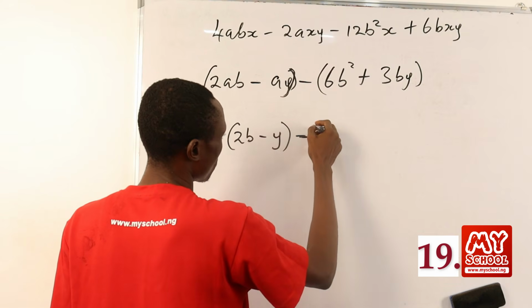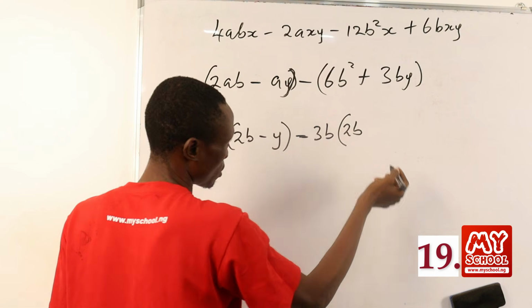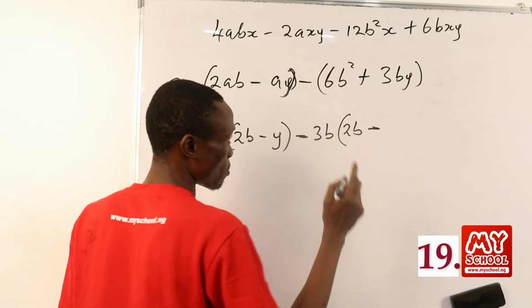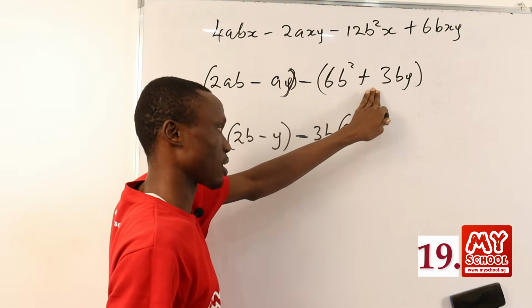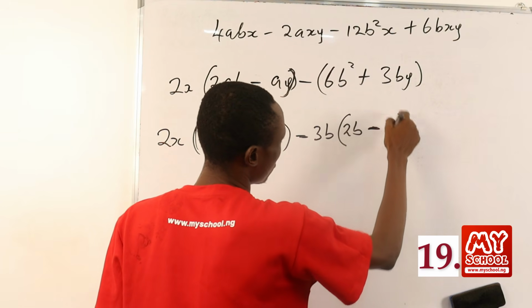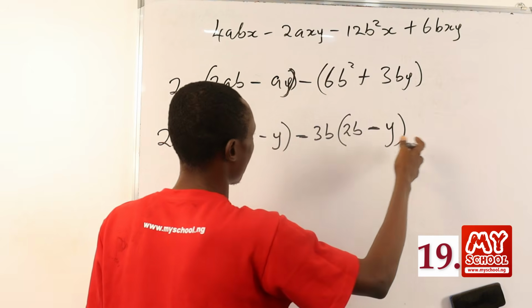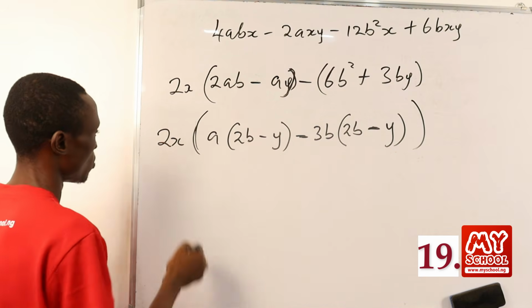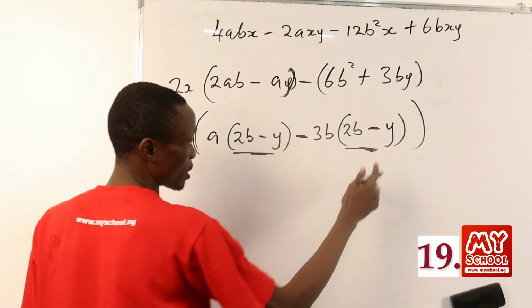3b is common, so we can bring out the 3b, and here we'll be having 2b, then minus, because this minus outside is affecting everything inside the bracket, okay? So here we'll now be having y, since we already removed 3b from here, like dividing through by 3b, right? So at the end of the day, if you check what you have in this bracket and what you have in this bracket, they are the same.